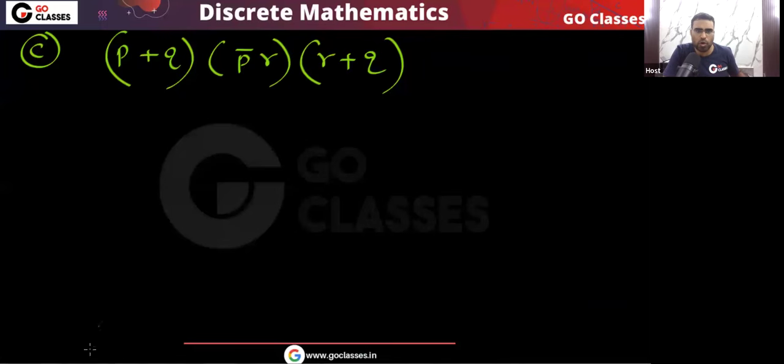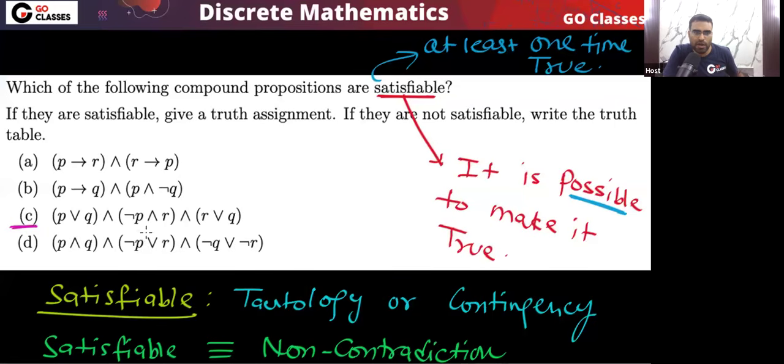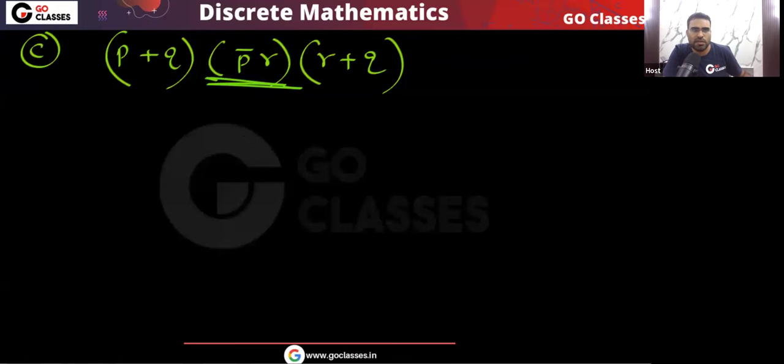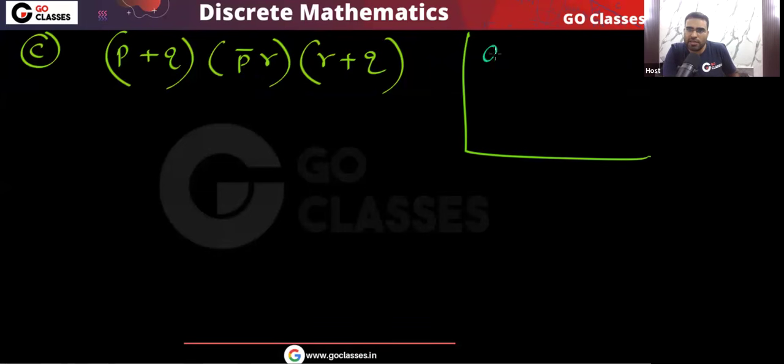So let's see this option C. You can notice (P or Q) and (P bar or R). Do you remember I told you that A and B, you can write as AB, and A or B, you can write as A + B. So these things we have already seen.